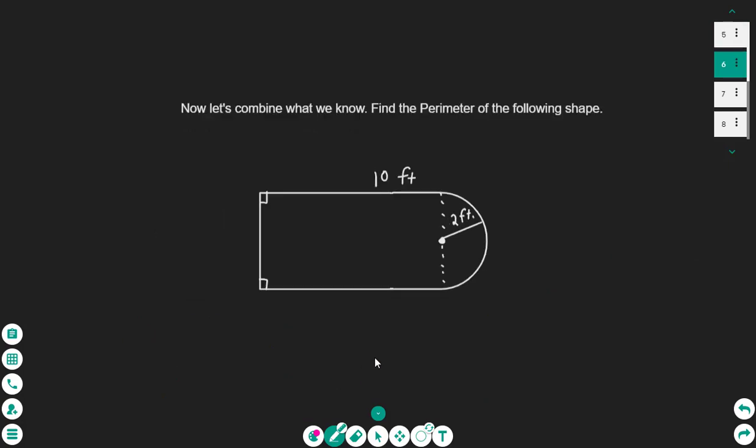Finally, let's try to sum it up here by combining some of the things that we've learned. What if we have a shape that looks like this? It's not a polygon. It's not a circle. It's a little bit of both. How would we find the perimeter of this shape? What do you think? If you want to pause the video, try this one on your own, and then we'll look at it together.